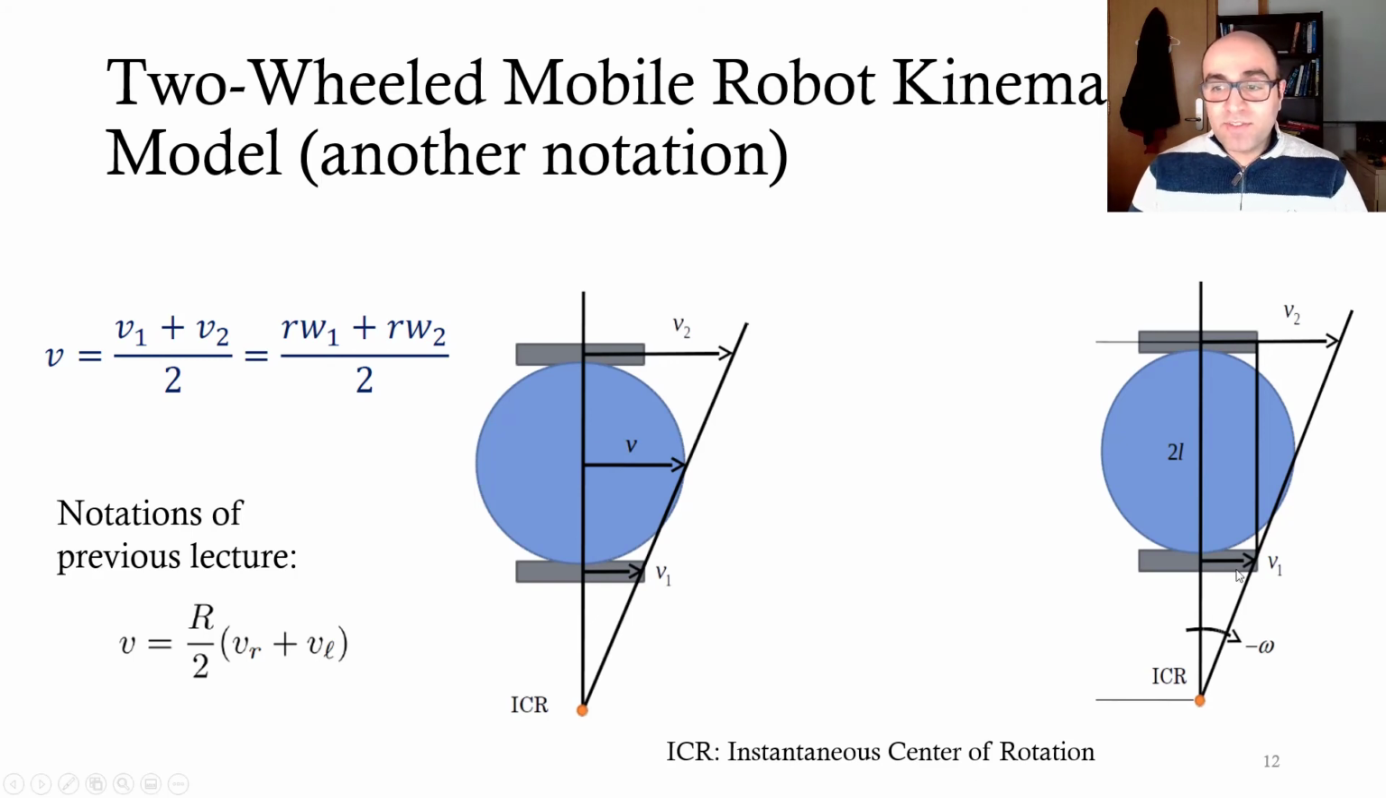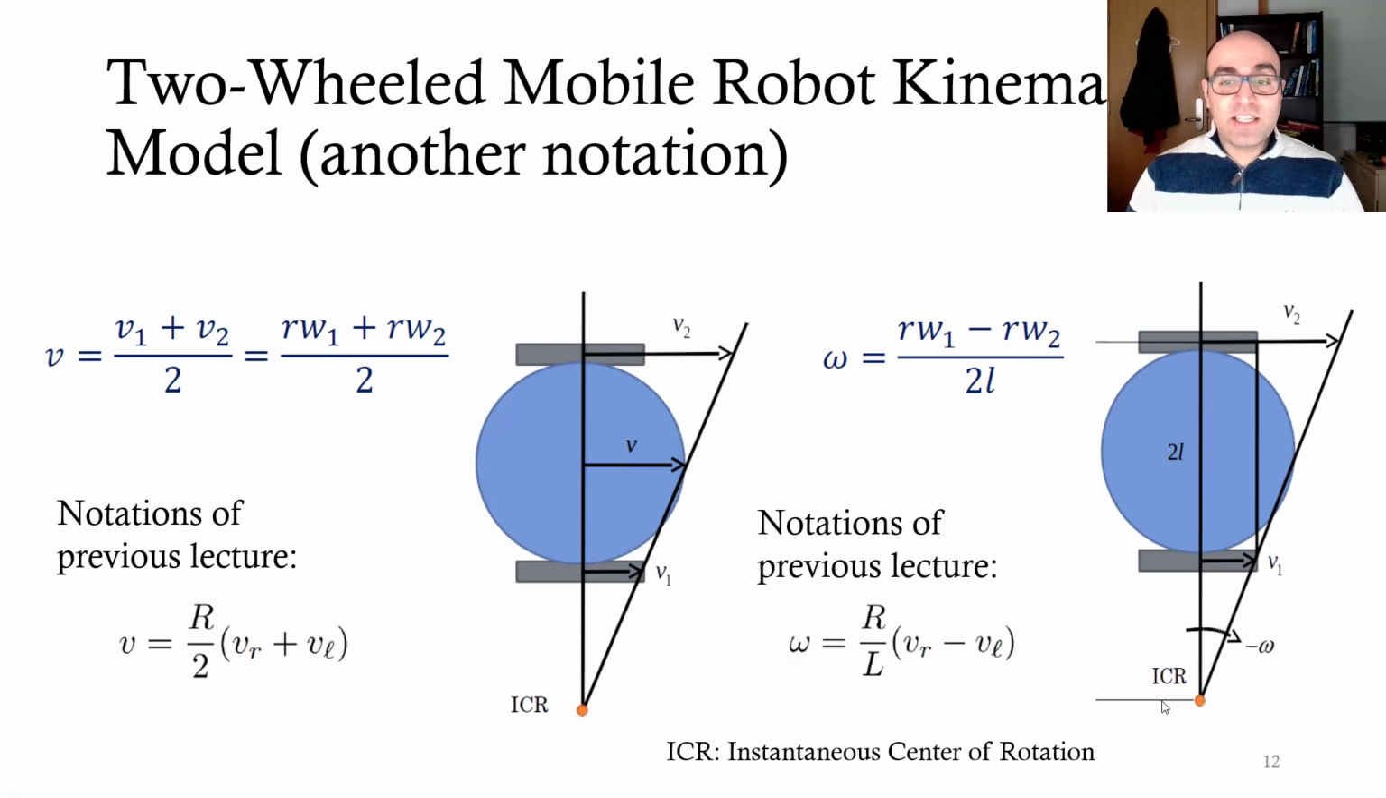The same for the omega, the angular velocity of the robot. If you consider v1 and v2 like this, then the ICR, the instantaneous center of rotation, is there, and you can measure omega with respect to that. Previously, we saw that omega is R divided by L, VR minus VL. It's the same as this one. You can factor R, omega 1 is VR, omega 2 is VL, and capital L is 2L. So just be familiar with these different notations. They are the same thing.